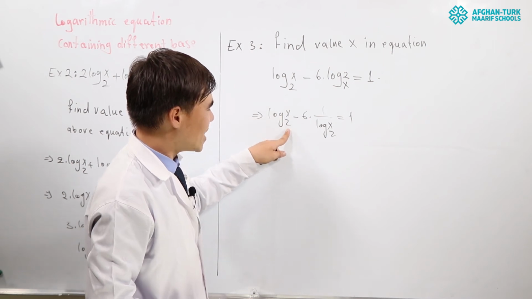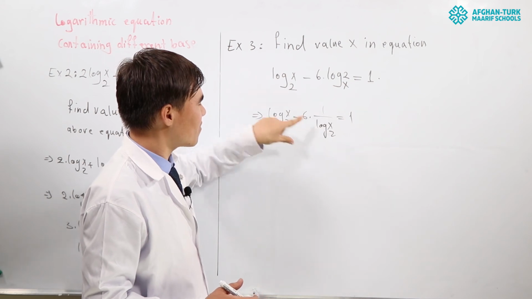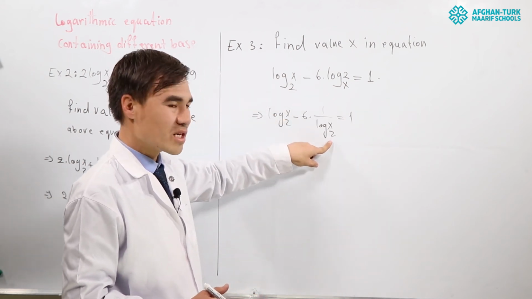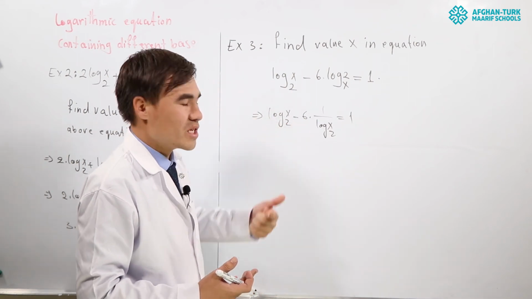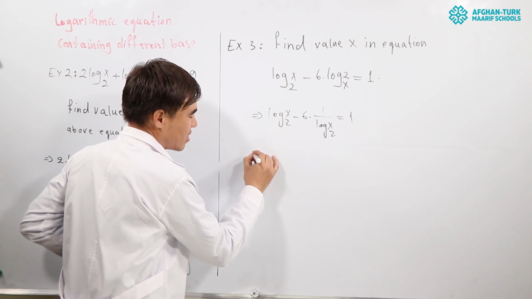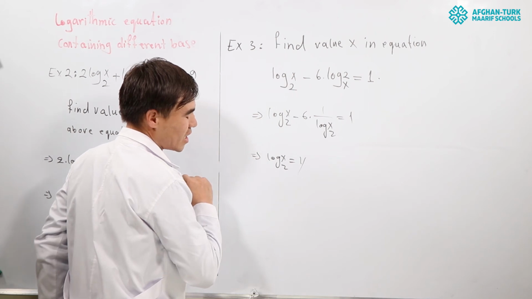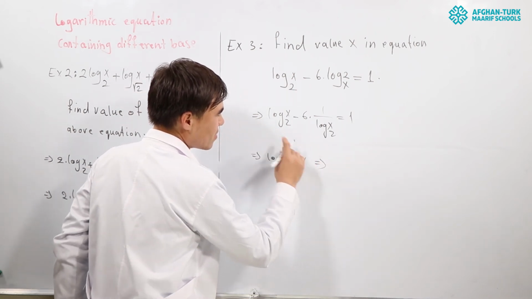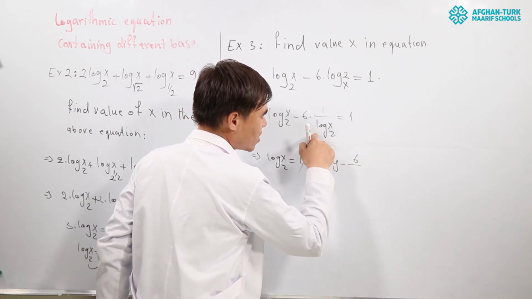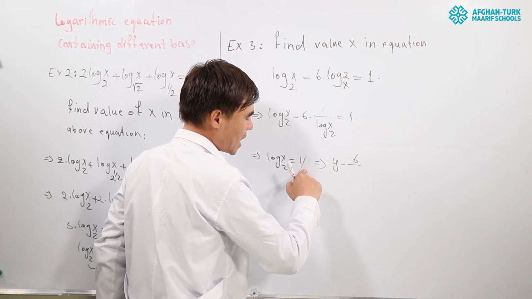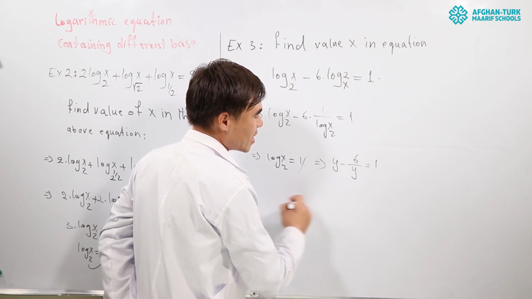As you see, log of x to base 2, this is log of x to base 2. To solve this kind of logarithmic expression or equation, we must substitute log of x to base 2 with one variable. Let's change: log of x to base 2 is equal to, like, number y. When I substitute here, y minus 6 over y, instead of log of x to base 2, I can put y is equal with number 1.